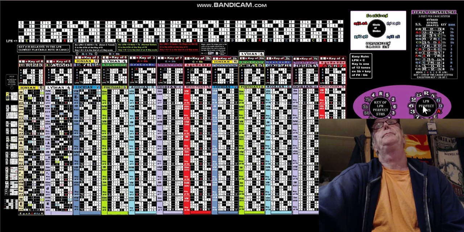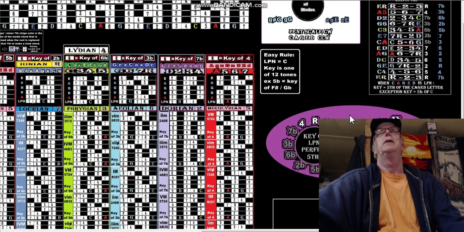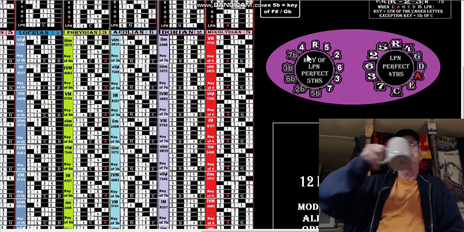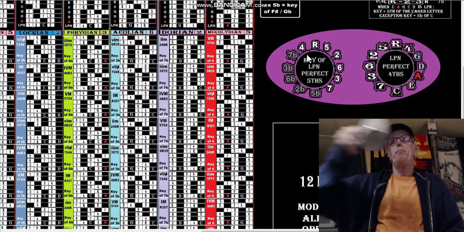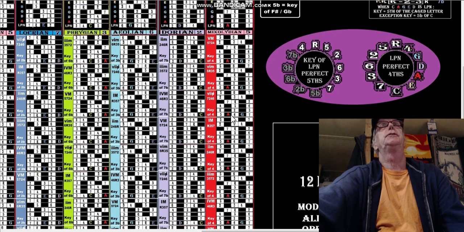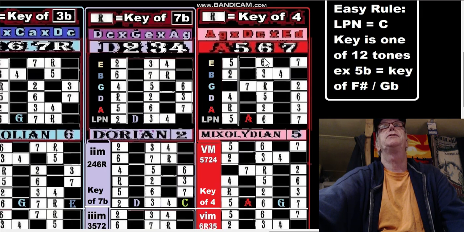Let's talk about what's going on with this chart. Look at this. It looks like it's looking at us, right? Each one of the squares, the square 5 fret cages, has a lowest playable note. So this would be Mixolydian, this would be the key of the 4th, and we'll get to some of that explanation.